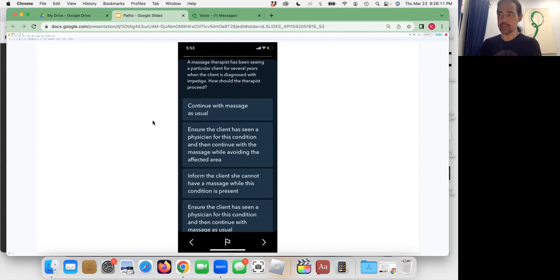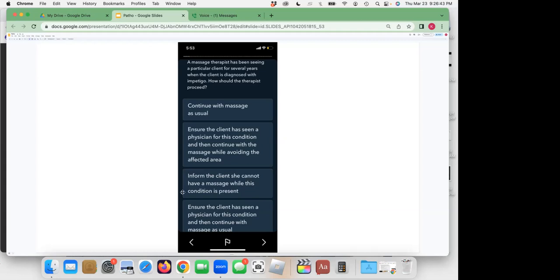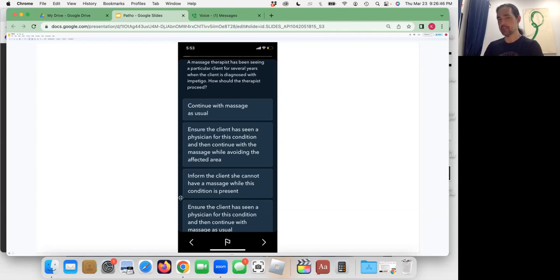All infections can be dangerous, but that should strike you immediately as a local contraindication. So what should the massage therapist do? Notice the question doesn't say where you're working as the massage therapist, what part of the body, but it doesn't matter. Continue with massage as usual. Ensure the client has seen a physician for this condition, then continue with the massage while avoiding the affected area. Inform the client she cannot have the massage while this condition is present. Ensure the client has seen a physician and then continue with the massage as usual. I'm gonna say C, the third one. Inform the client she cannot have a massage while the condition is present.